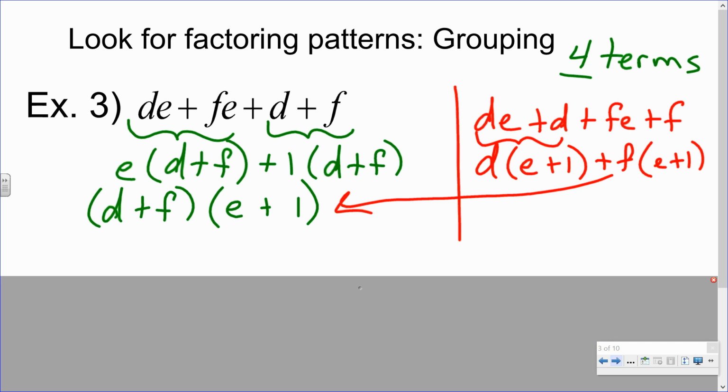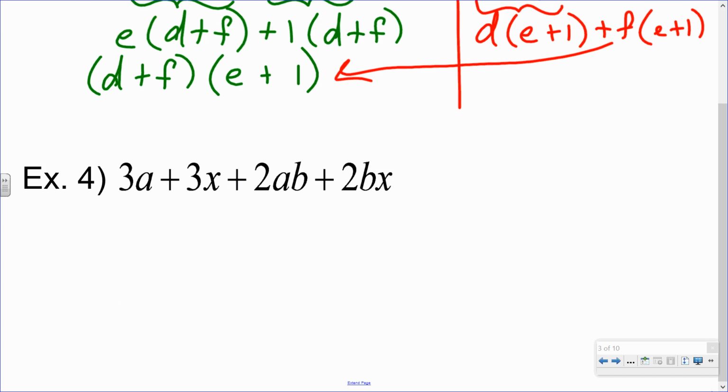Questions on that? Okay, next one, just like before, you do this grouping one on your papers, and we'll see what we are all coming up with. Hopefully, we all get the same thing on this. So you'll take the first 2, look for a GCF. You'll take the last 2, look for a GCF.